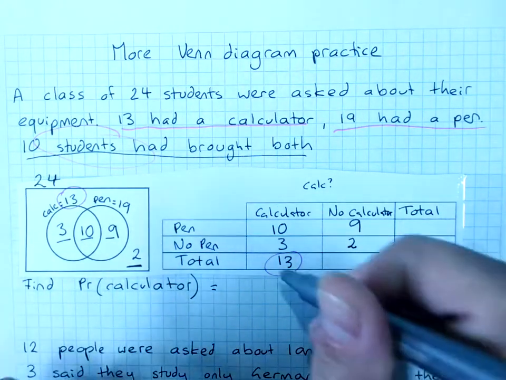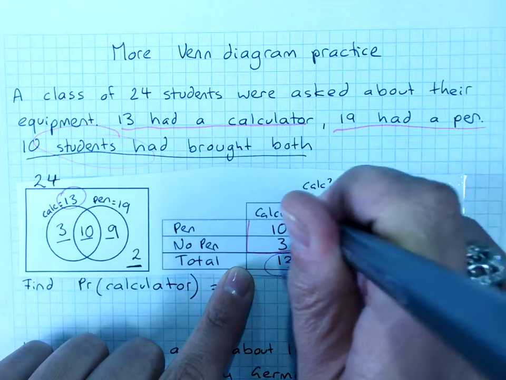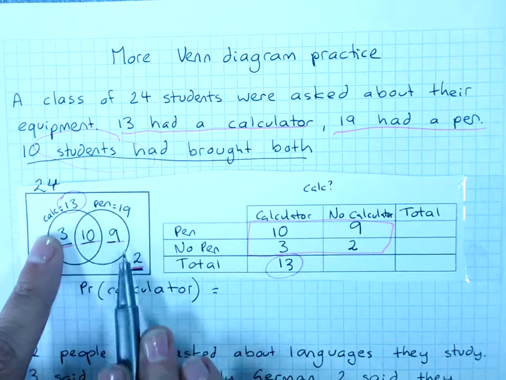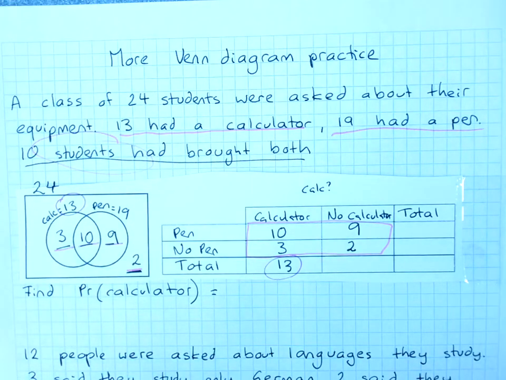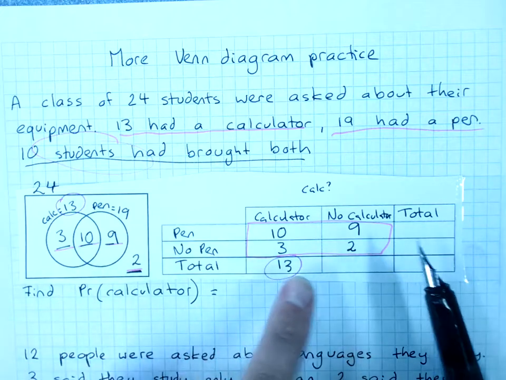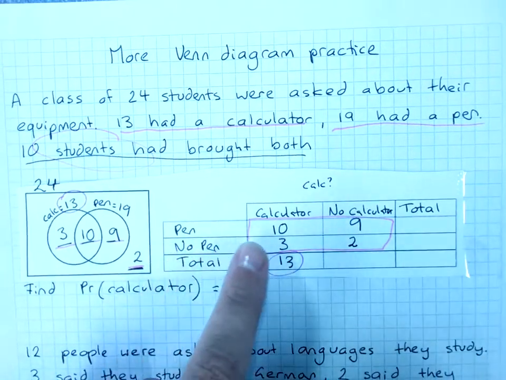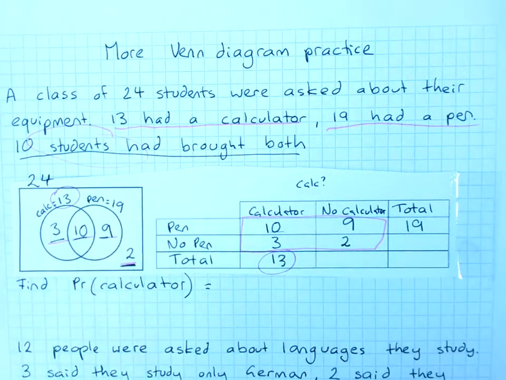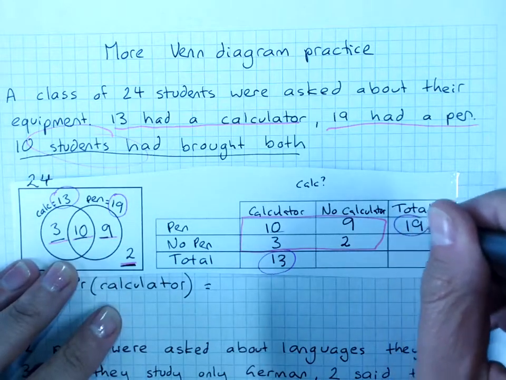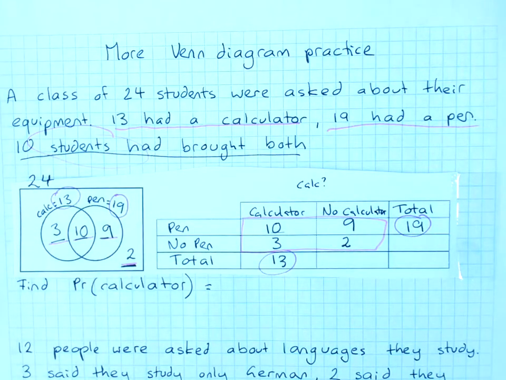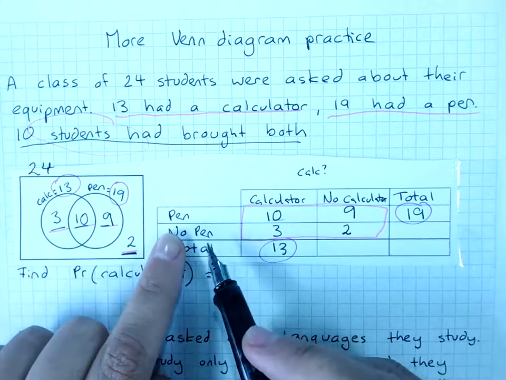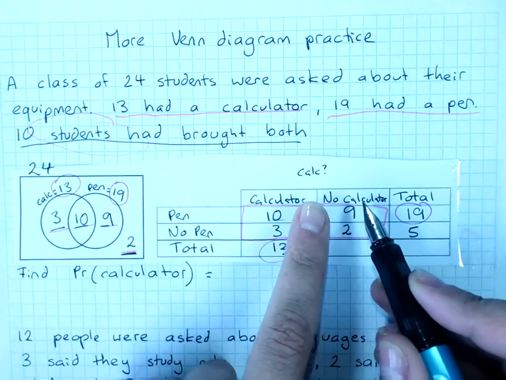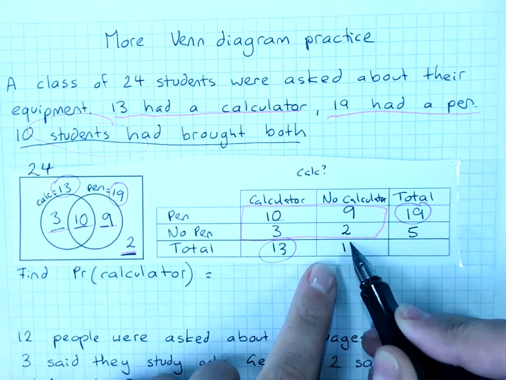Notice that these 4 numbers in here match these 4 numbers in here. So if these 4 numbers are the same as these 4 numbers, you're doing it right. Then, of course, the total number of people with a pen is the total number here, 10 plus 9, 19. That should match the total number of people who had a pen out there. Then you can add up the total number of people with no pen, 3 plus 2 is 5. The total number of people with no calculator, 9 plus 2 is 11.